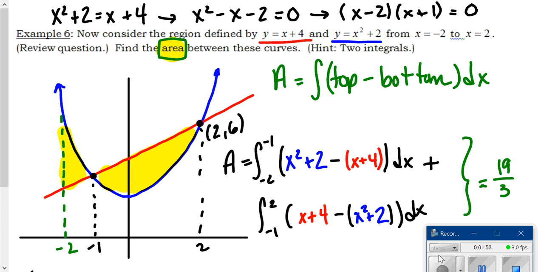Okay, so in my writing, I was a little strapped for space, so understand that I have two lines of writing. It's just a continuation. So my integral from -2 to -1, blue minus red, plus the integral from -1 to 2, red minus blue. Total answer would be 19/3 if you worked it out.